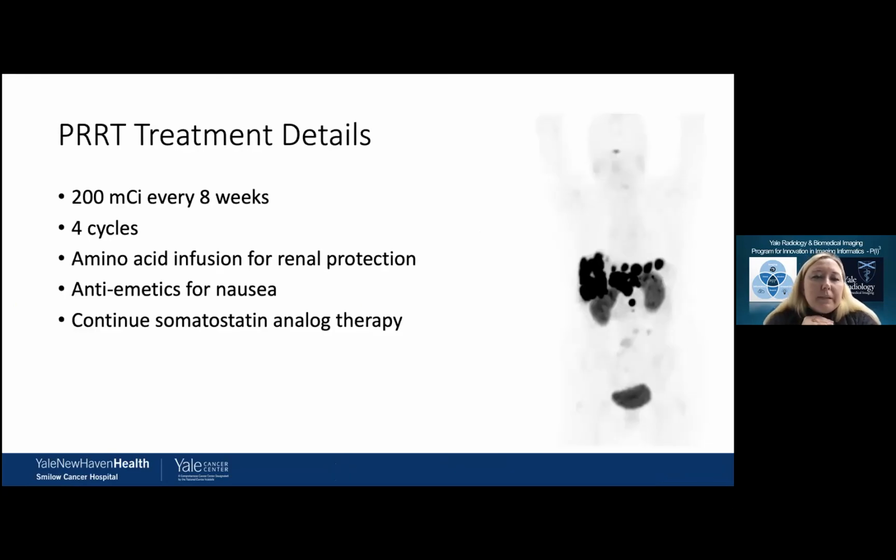So in terms of PRRT treatment, the details for this treatment is we do right now a standard dose of 200 millicuries every 8 weeks, and we do 8 cycles. During the therapy, we do an amino acid infusion for renal protection, and we provide antiemetics for nausea. And patients usually will continue somatostatin analog therapy during PRRT treatment.